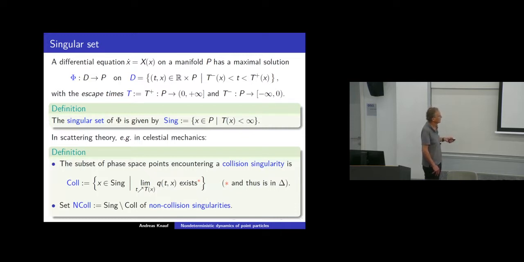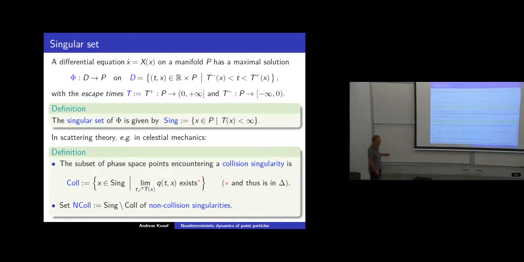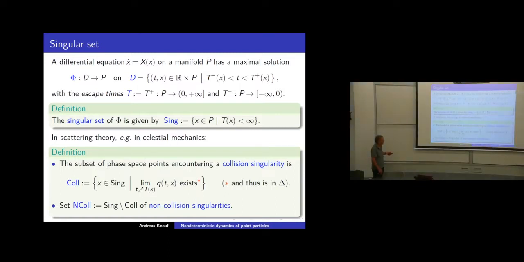You could also call them collision singularities. So what is this? This is just the set of singular initial conditions where the limit of positions exists for this escape time t. And if this limit exists, necessarily it must be in this fat diagonal. So that's the set of collision singularities.